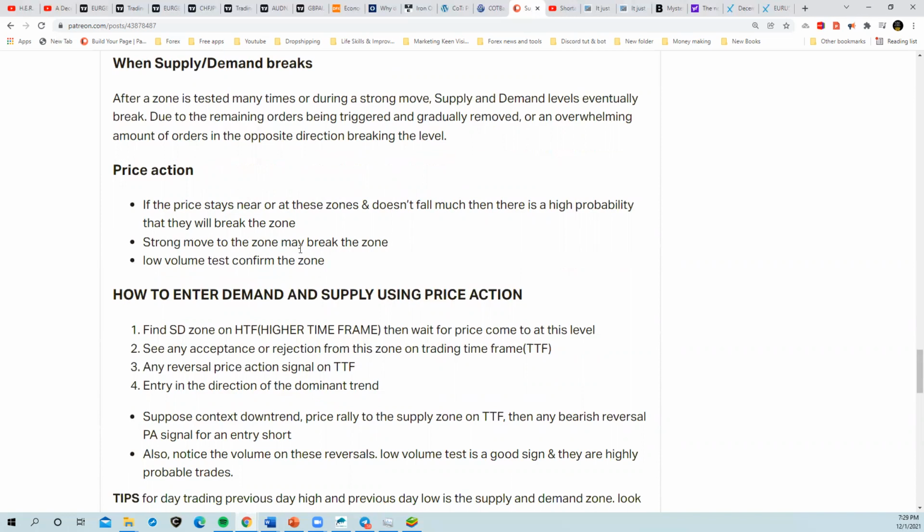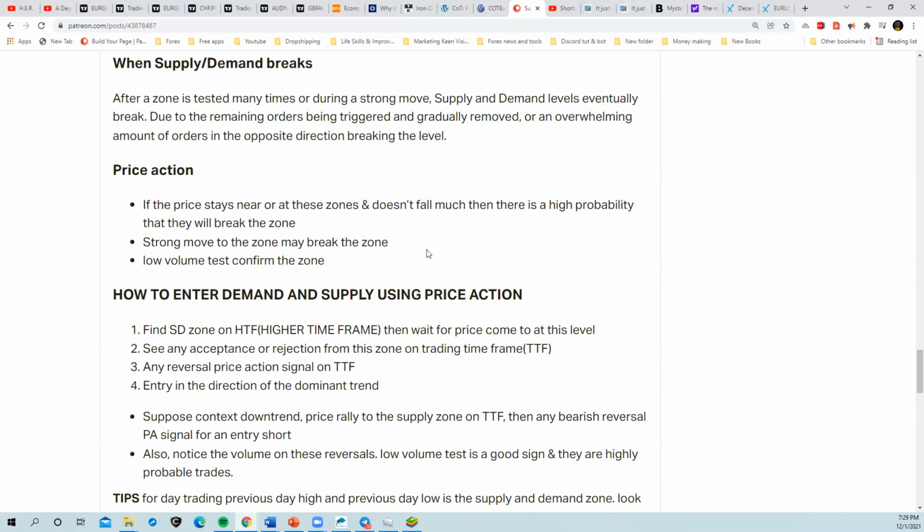A strong move to the zone may break the zone, so we get increasing volatility and increasing momentum coming up to the zone. We want to see big candles, big volume, then we know they can break. Low volume tests confirm the zone. So in this situation, we always want a low volume test.